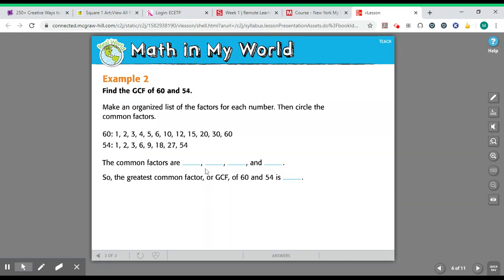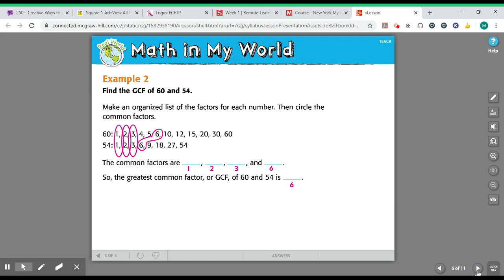And I think that's pretty much it. So you would list them out just like this. You'll notice that the 1s together are circled, the 2s, the 3s, and the 6s. There's no other number in these two organized lists that are common, that are the same in both rows. You list out the common ones, and then you figure out the greatest of those. The greatest of these four numbers is going to be 6. So your answer would be 6.